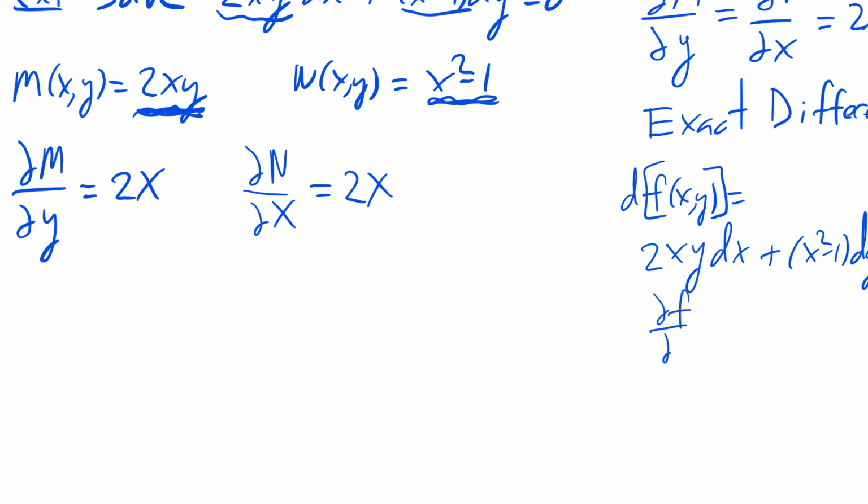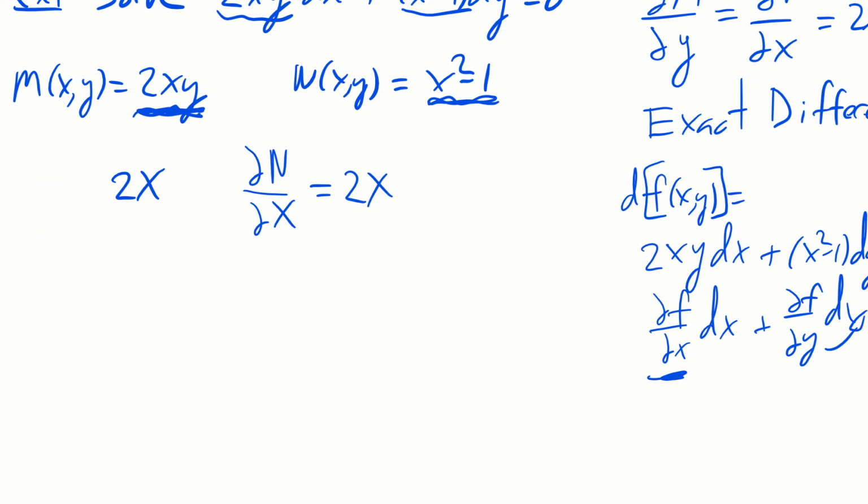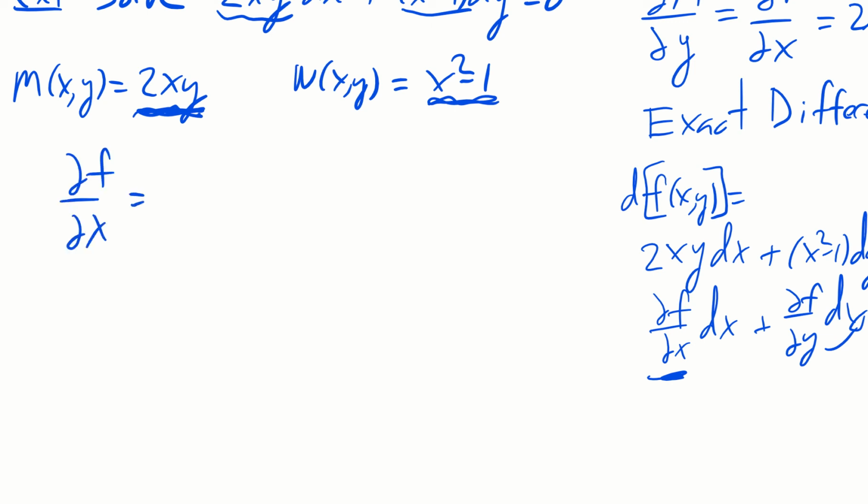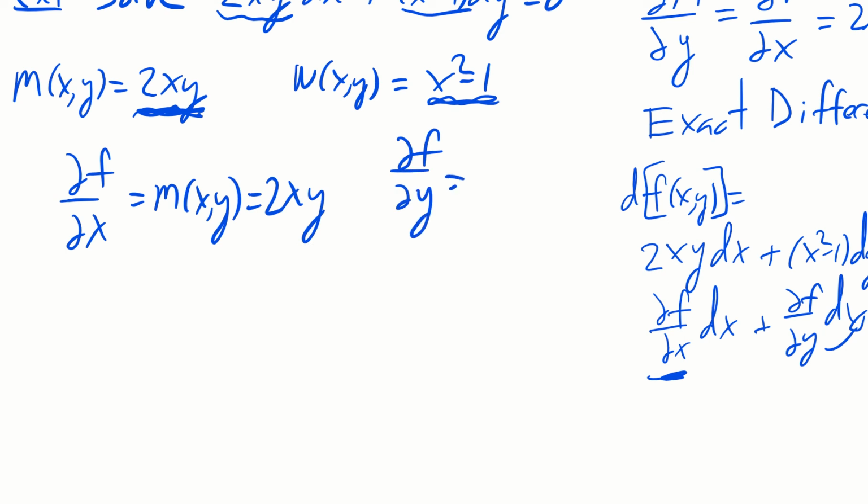It's partial f partial x dx plus partial f partial y dy. So that tells us that our M of x comma y, let's come back up here. So we know that the partial of f with respect to x is equal to M of x comma y, which is 2xy. And similarly, the partial of f with respect to y would be this x squared minus 1 term. So now what do we do from here? Well, we're going to integrate.